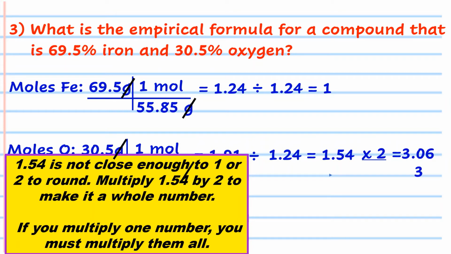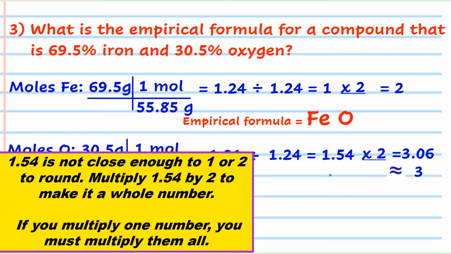Now, if I multiply one of them, I've got to multiply the other moles as well. So when I write my empirical formula, the irons should have a subscript of 2, and the oxygen should have a subscript of 3.